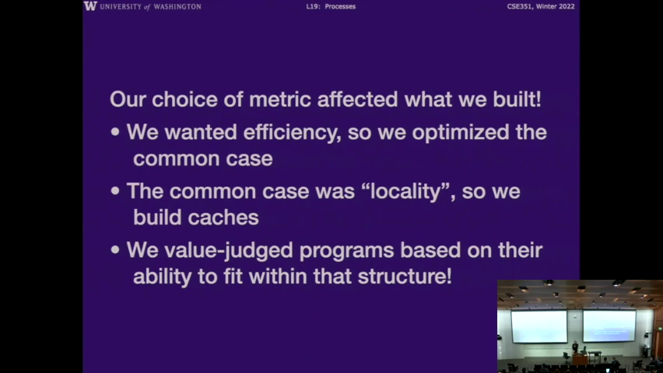And so our choice of metric affected what we built. We wanted efficiency, we optimized the common case. The common case code had locality, so we built caches. And then this last piece: we value-judged programs, our good code and our bad code, based on their ability to fit within that structure.